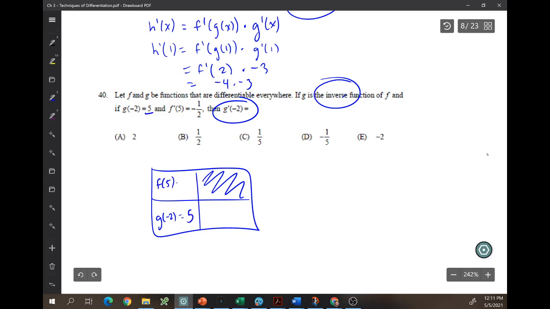F of 5 is negative 2. And so then here it's f prime of 5. It's always the same one there. It's also the one that goes here on the y, because they're inverses. So f prime of 5 is negative half. So our answer is 1 over negative half, which times 2 times 2 is 2 over negative 1, or just negative 2.